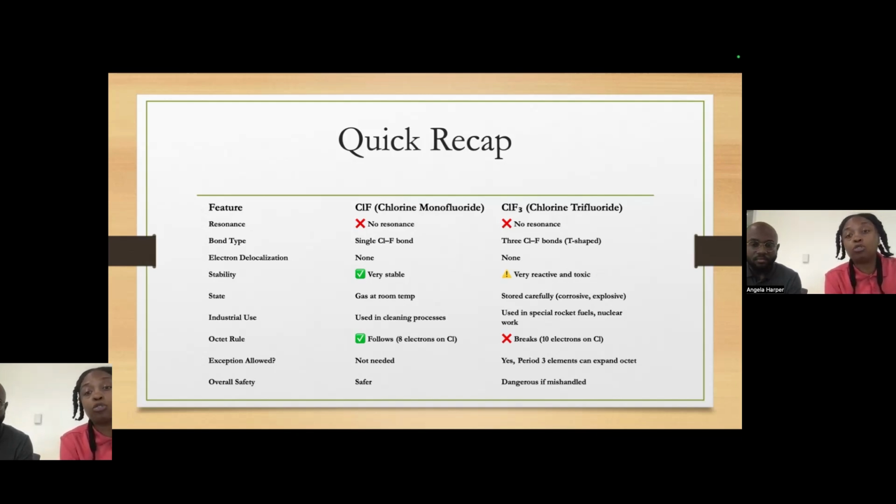Whereas chlorine trifluoride, it has no resonance. There are 3 chlorine-fluorine bonds, which make it a T shape. It's very, very reactive and toxic. It must be stored very carefully. It can be corrosive and explosive. It's used in special rocket fuels and nuclear work. It breaks the octet rule with 10 electrons, and it's known as the expanded octet. And yes, period 3 elements can expand the octet. It's dangerous if mishandled.